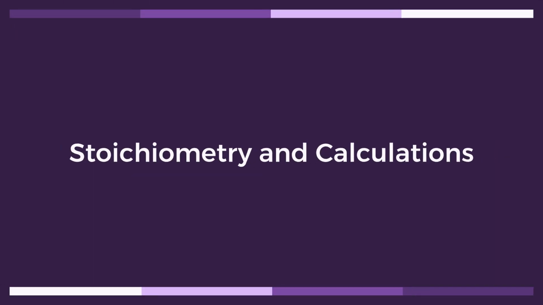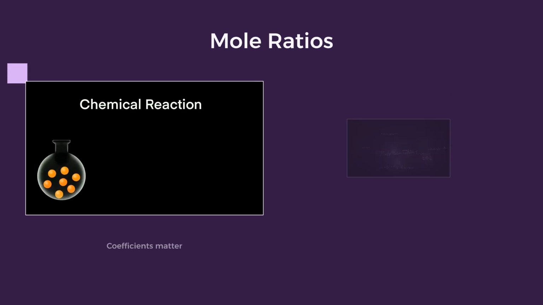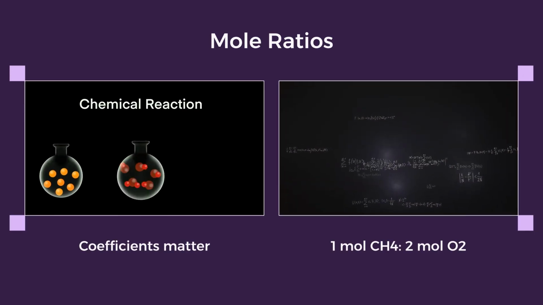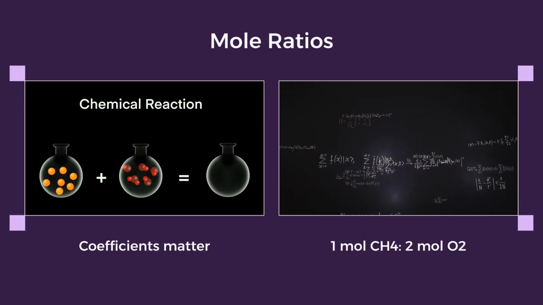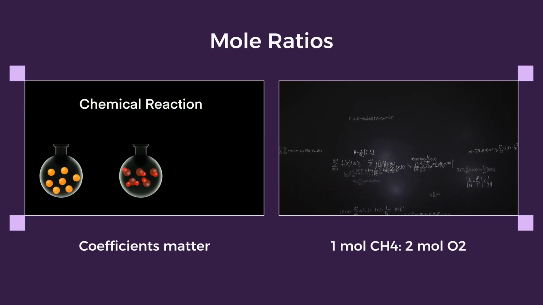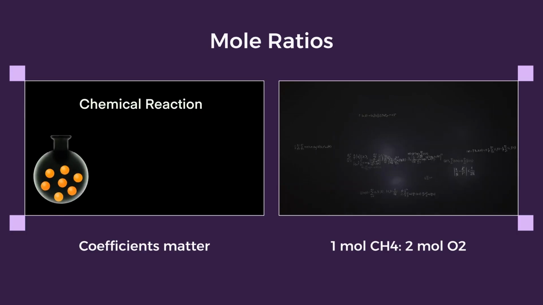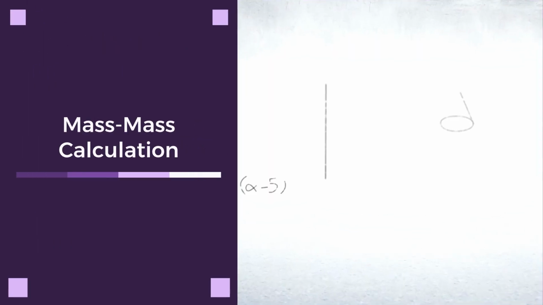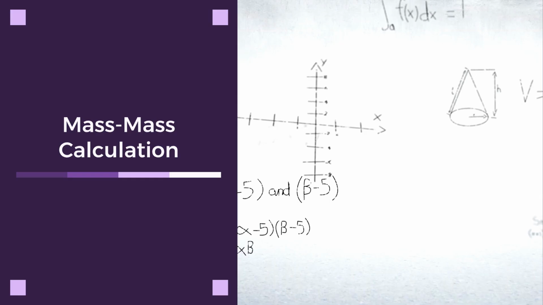Now we apply the mole concept to chemical equations to perform mass-to-mass calculations and determine percentage yields. The coefficients, or big numbers, in a balanced chemical equation represent the mole ratio in which substances react. For example, 1 mole of methane reacts with 2 moles of oxygen. We use a 3-step method for mass-mass calculations.